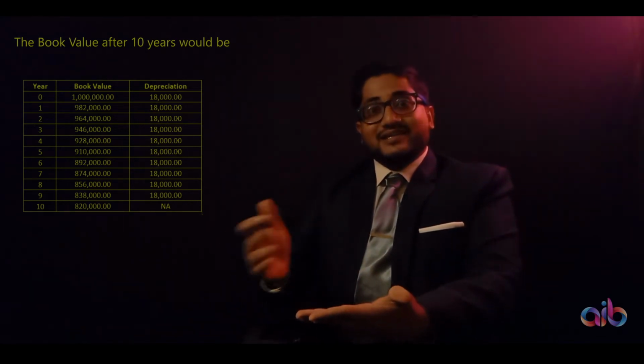Again next year, write off a depreciation of further 18,000. How much would you have? Mental maths. 9,64,000. You have to be good at maths, mental maths at least. So now what is the book value after 2 years? What number have you written on the book? You have written 9,64,000. So that is your book value after 2 years.